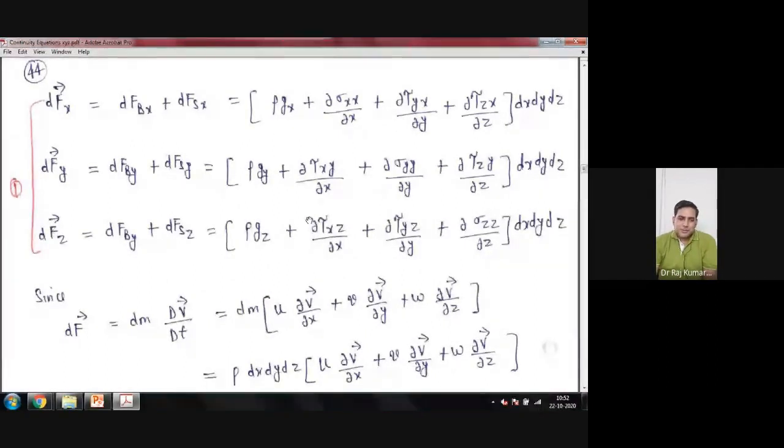So once you did the X balance, with body weight and surface force, this part was done in the last class. So you got this. Now the same thing for the Y component, you will get the same thing for the Z component. So this you got in terms of the stresses. This is your force balance in each direction.